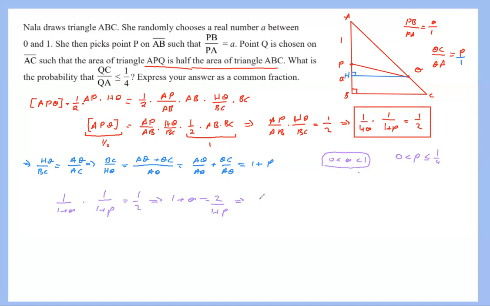So we want to find a alone. So a should be 2 over (1 + p) minus 1. Minus 1 can be written as (1 + p) over (1 + p). So that should give us (2 - 1 - p) over (1 + p). And then 2 minus 1 is 1, so that should be (1 - p) over (1 + p). Okay, so this is also a good one because we were able to get at least one variable in terms of the other one.